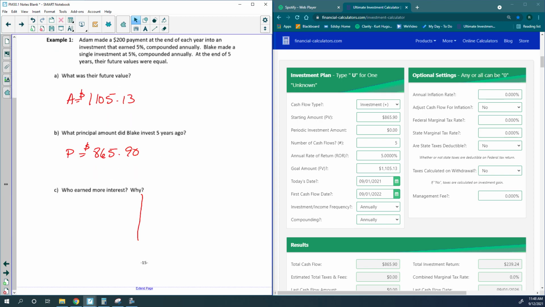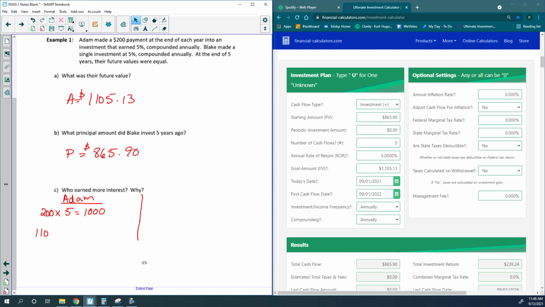So we want to know who earned more interest. So to start with, I'm going to look at Adam. For Adam, I need to know how much he actually paid into this. So he was paying $200 at the end of each year for 5 years. So I'm going to take the 200 times 5. And so that works out to be $1,000 that he paid. And so now I'm going to take my future value minus the amount Adam put in, and that'll tell me how much interest he had.